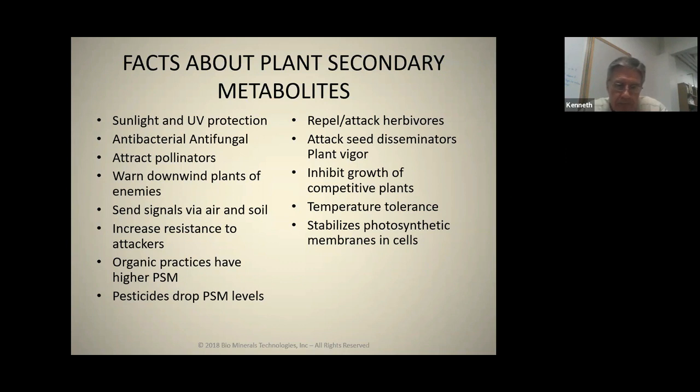They have diminished levels of function because of pesticides, herbicides, fungicides. Okay, these plant secondary metabolites inhibit the growth of competing plants. They help them with temperature tolerance, all kinds of wonderful things. But let's look at what they are.